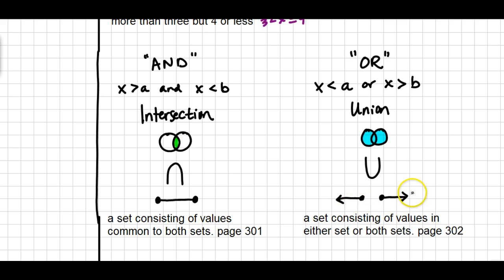Typically when you graph union on a number line, you'll have two arrows pointing in opposite directions. To describe the union in words, again from the definition from the textbook, page 302, the union of two inequalities is a set consisting of values that are in either set or both.